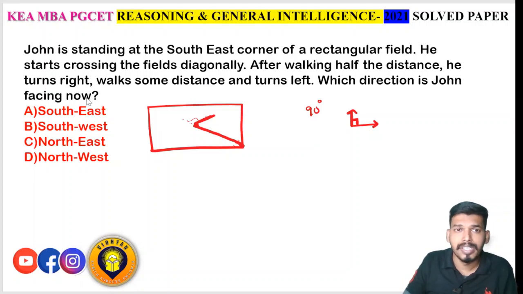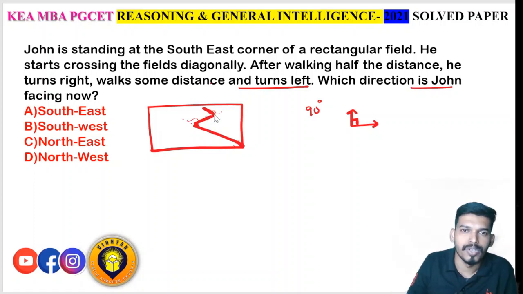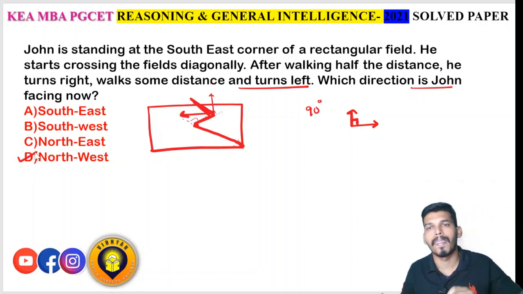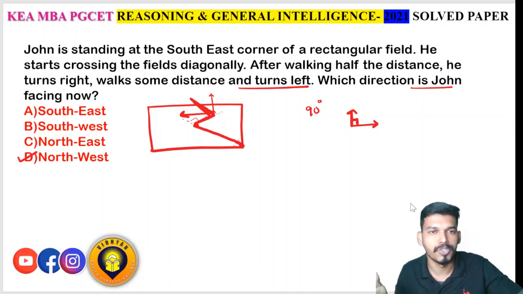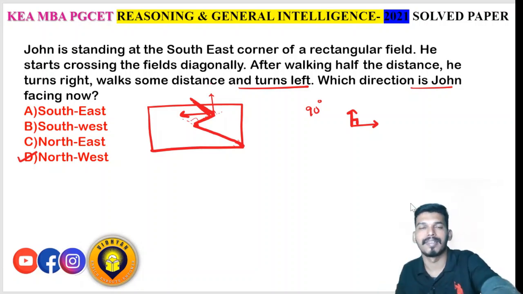After walking half the distance, he turns right, walks some distance and turns left. Again he turns left, that means again he should turn 90 degrees, in this way. So again he turns in this direction. So in which direction is John facing now? He's moving in this direction, and this direction is lying between north and west. So the answer here is northwest. John is facing northwest.